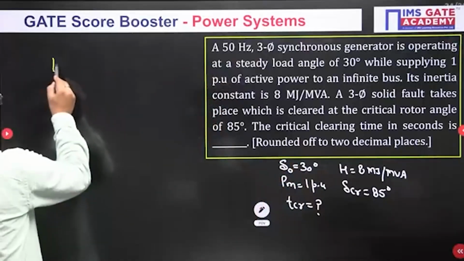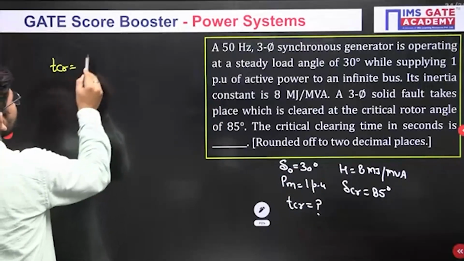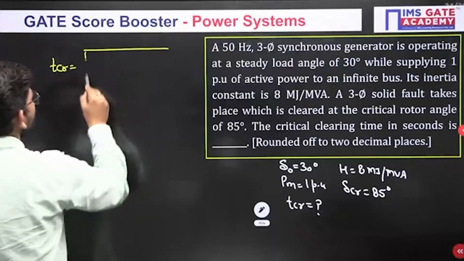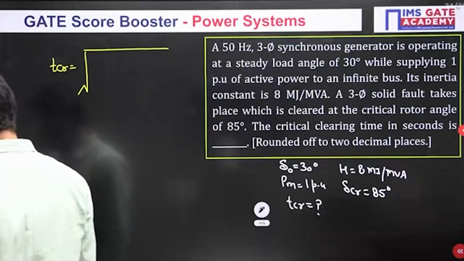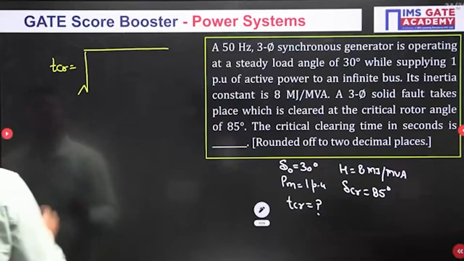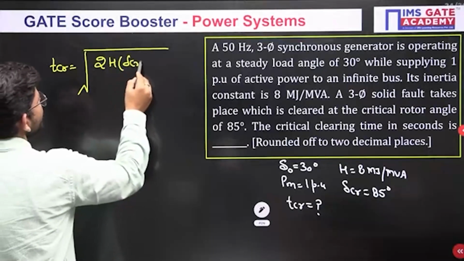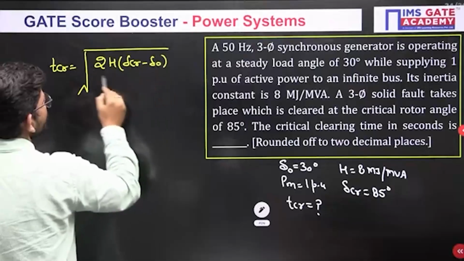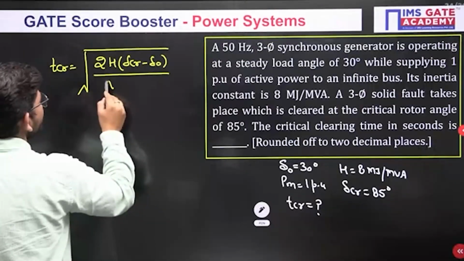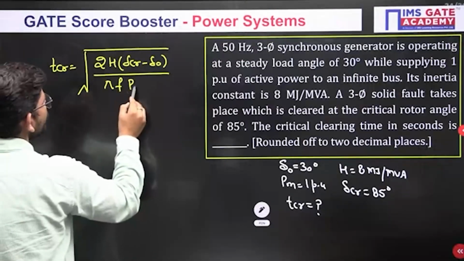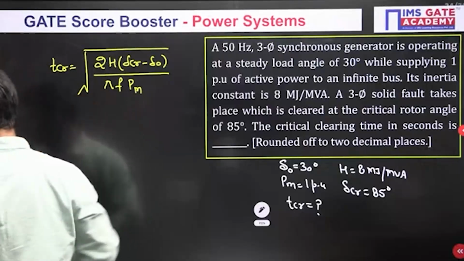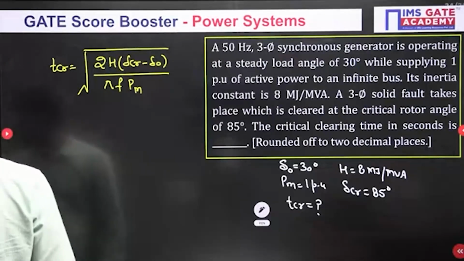For critical clearing time we have a very popular formula, and you should know about it. If you know the formula, you can solve this question very easily. It is TCR equals the square root of 2H into (del CR minus del naught) divided by pi into F into PM.